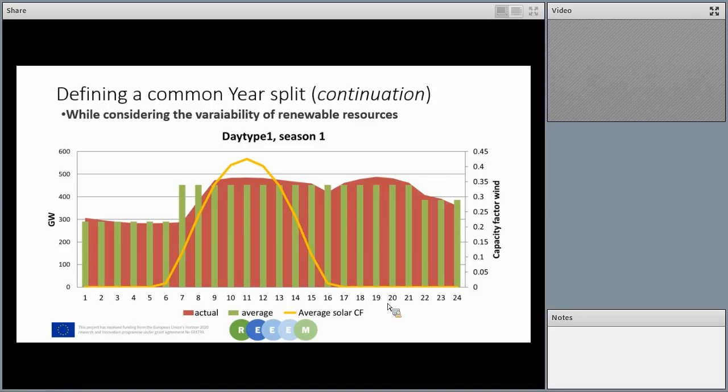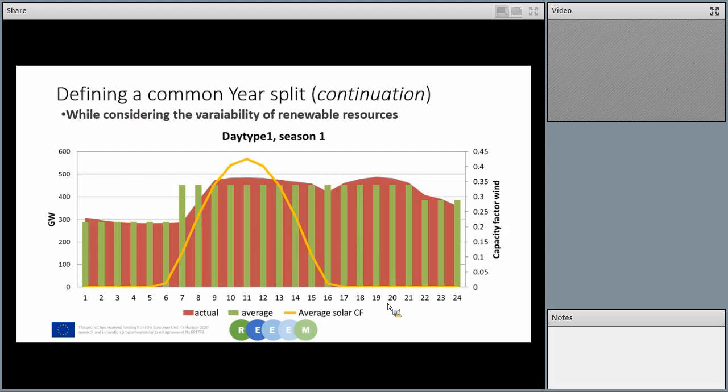So here we can see, in the red area of the graph, that the actual load starts increasing significantly at hour 7 and stops increasing at hour 9. So for 2 hours we have a ramping up of the load.